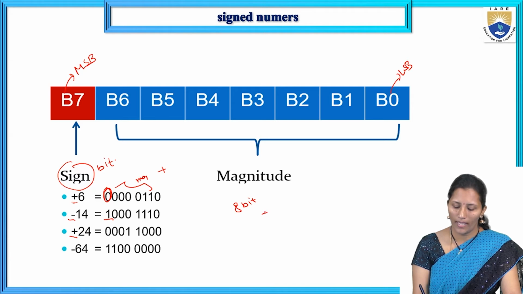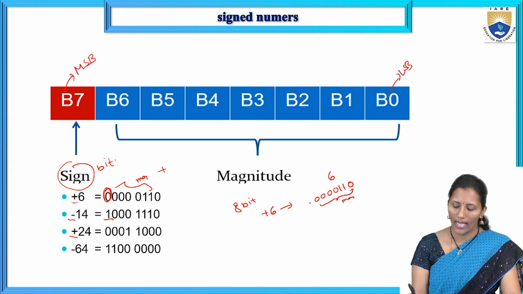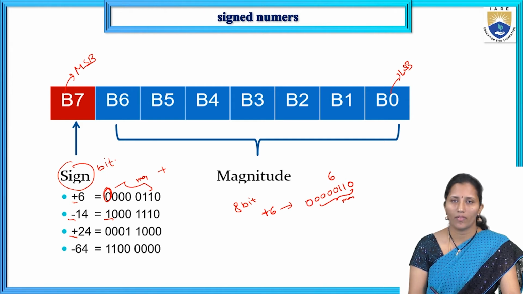Here, plus 6 we have to represent in an 8-bit number. We know 6 is represented by 110, but we have to represent that in 8 bits. In those 8 bits, 7 bits are for magnitude, that is, they represent the value 6. The 8th bit, the MSB, represents the sign. Here we have to represent the plus symbol. Plus represents 0, so the MSB is 0.